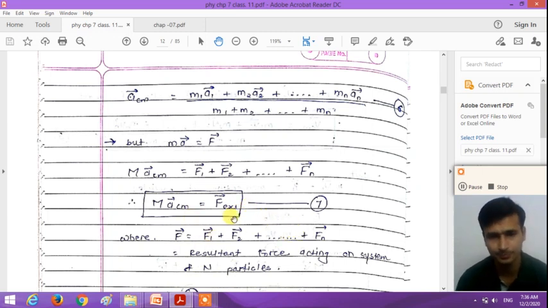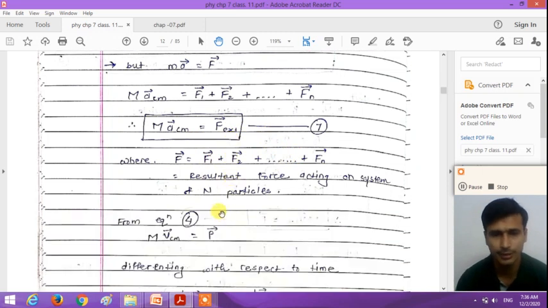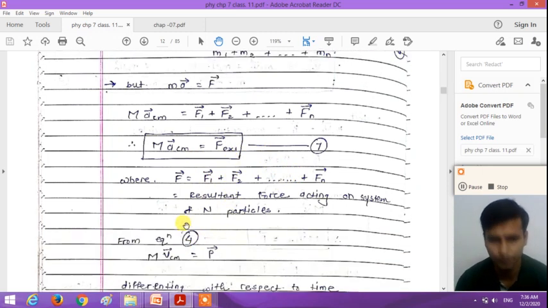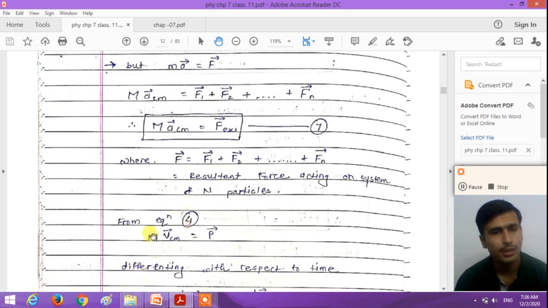So here M into ACM is equal to F external, we take the external forces acting on the system of n particles, right? Now further, from equation number 4, what is equation number 4? M into VCM is equal to P. We derived this equation in this same video previously. M is the total mass of the system of n particles, VCM is the velocity of the center of mass, is equal to capital P, that is the total linear momentum of the system of n particles, right?